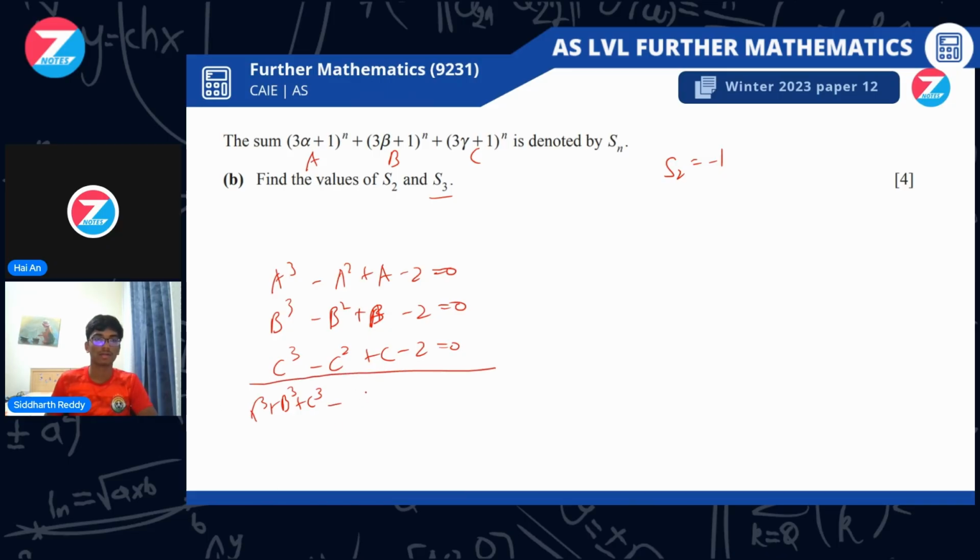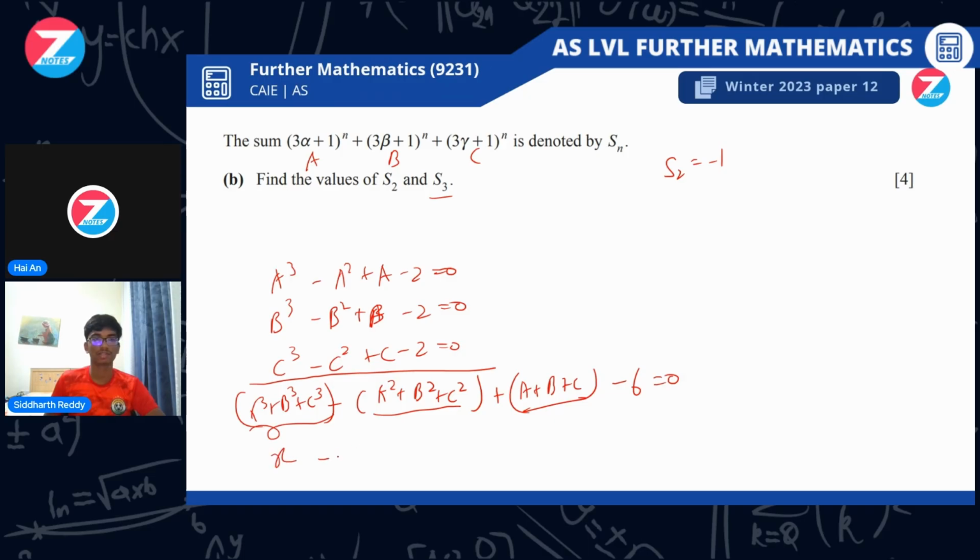And then we got minus a square plus b square plus c square plus a plus b plus c minus 6 is equal to 0. So this is what they're asking us to find out, which is the sum of the cubes. We already know this and this. So let's just call this, for example, x.